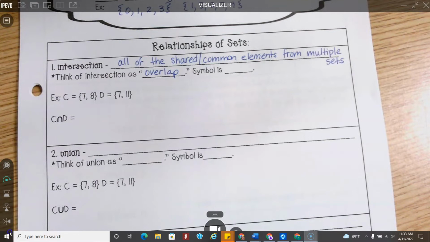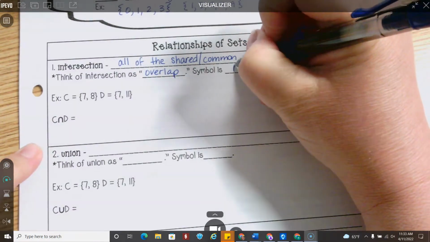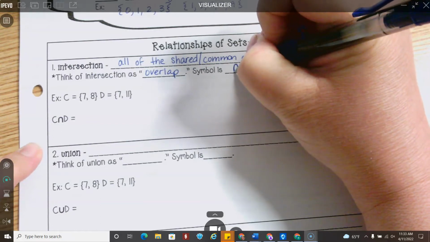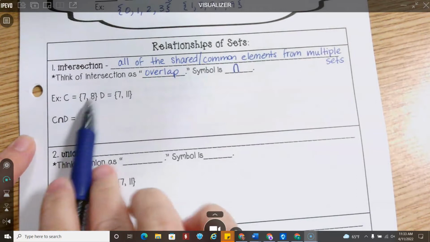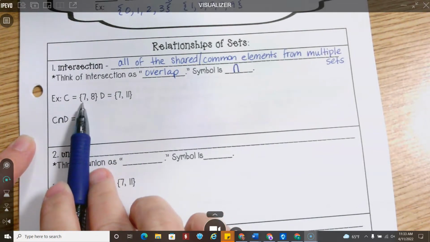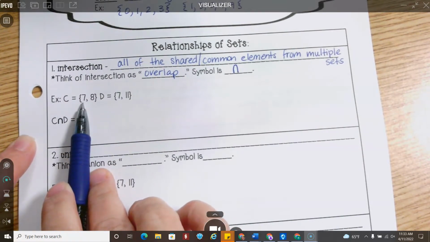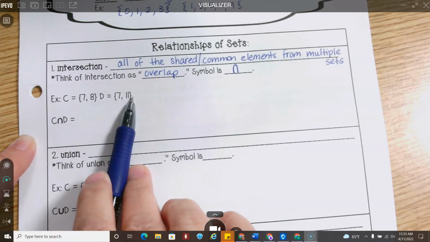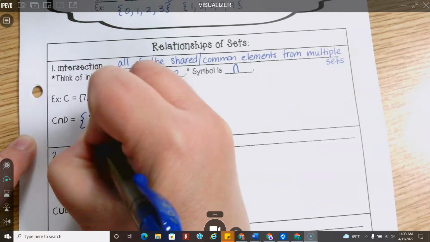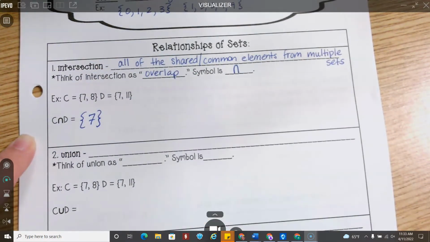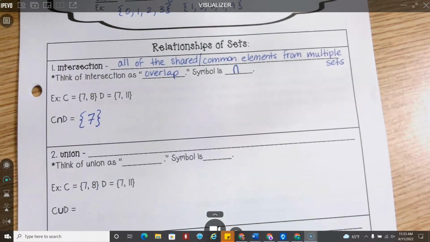Okay, the symbol for an intersection is like an upside down U. All right, so we have these 2 small subsets. C has the elements 7 and 8 in it. D has 7 and 11. So the intersection of those 2 would be just 7. Okay, that's the only element that is in both groups.